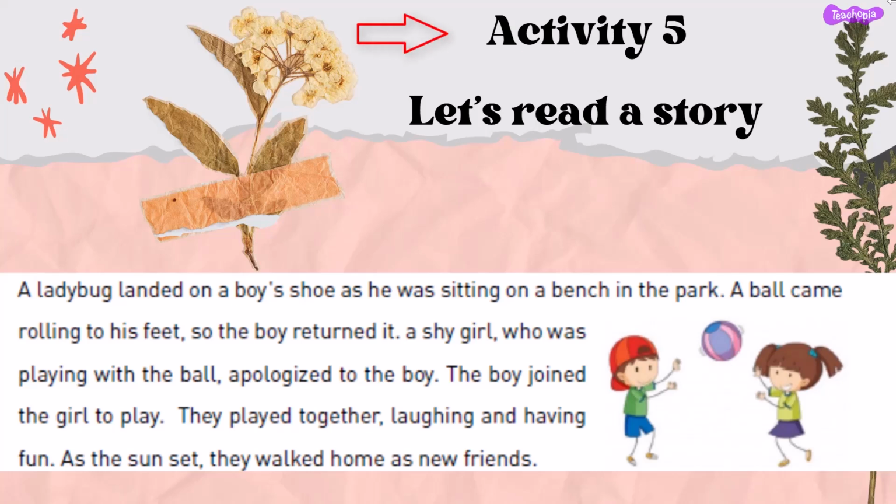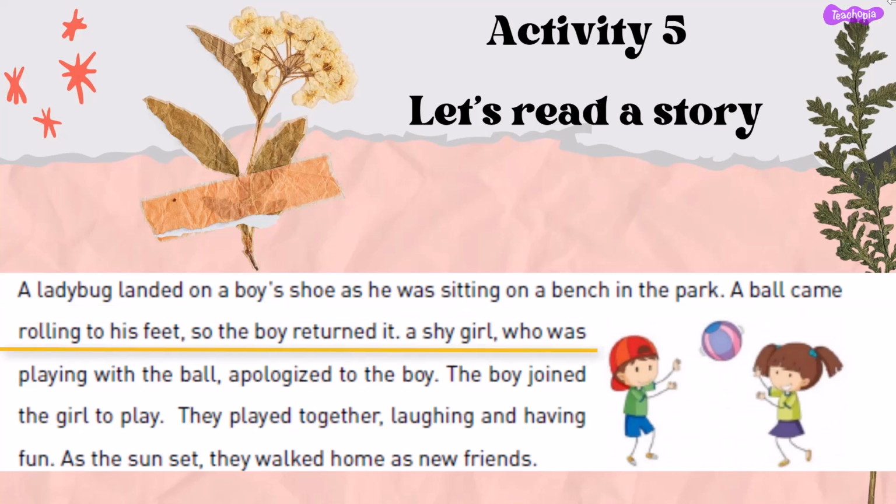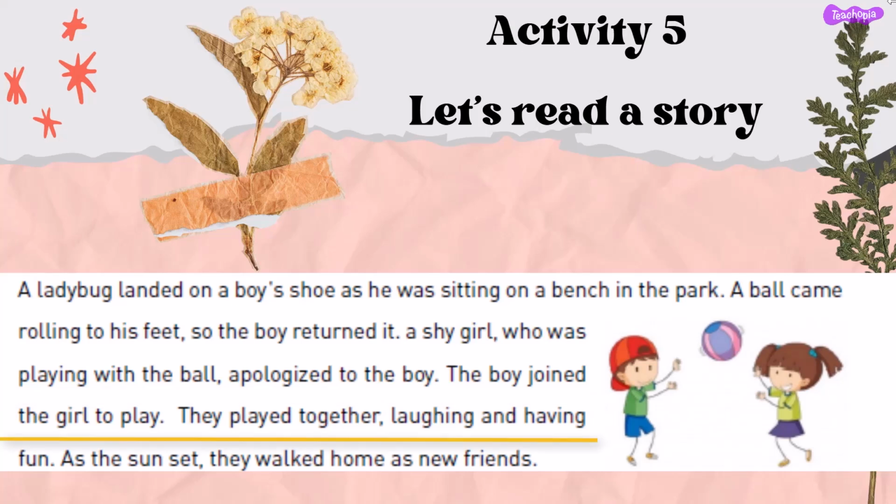Activity 5. Let's read a story. A ladybug landed on a boy's shoe as he was sitting on a bench in the park. The ball came rolling to his feet, so the boy returned it. A shy girl who was playing with the ball apologized to the boy, and the boy joined the girl to play. They played together, laughing and having fun. As the sun set, they walked home as new friends.